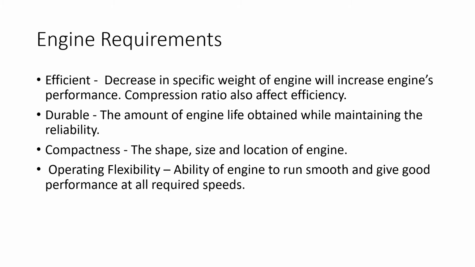Now, if we talk about the compactness of an engine, what is it? It means the engine should take as little space as possible, and the shape of the engine also matters, and especially the location of the engine. If we have an opposed shape engine, I will tell you in my next slide what it is. If we have that kind of engine, we can place it under the propeller, and that will be the best location for it, and the pilot's view will also not be affected by that location. And then, also the flexibility: it is the ability of an engine to run smoothly and give really good performance.